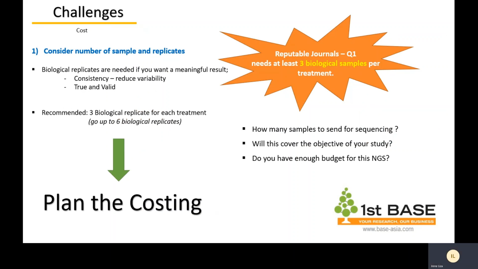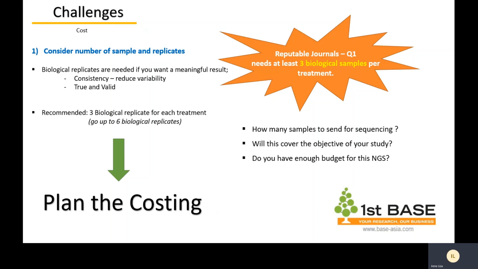Cost. Cost is also another major challenge. But before you even come to planning the cost and budget, consider the number of samples and replicates that you need. Now, the most important replicates that you need are the biological replicates, because with biological replicates you want to get meaningful results. Biological replicates help to see the consistency. Basically, it reduces the variability and gives you true and valid results.